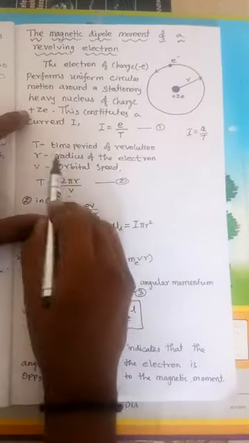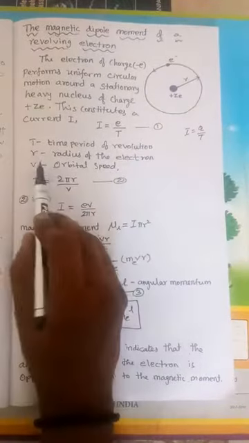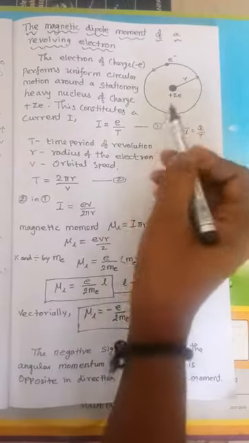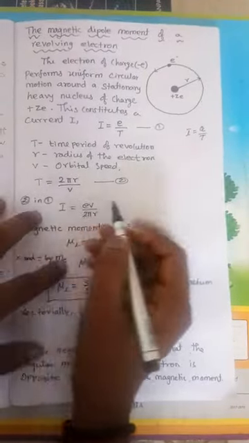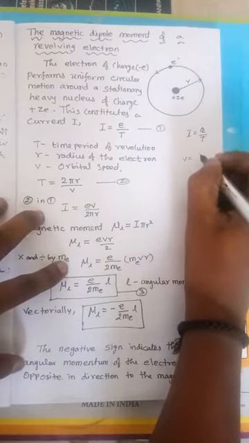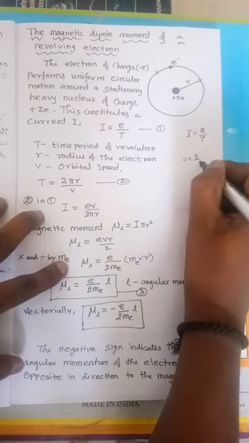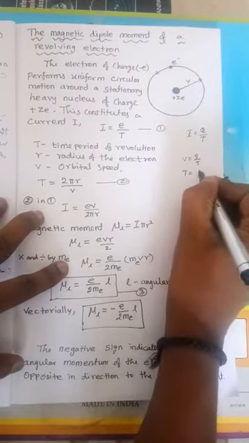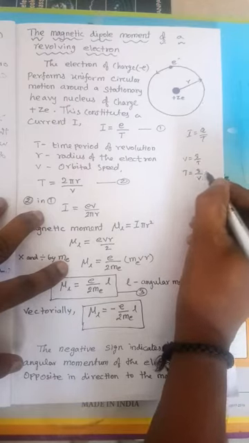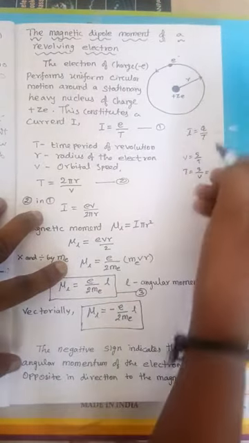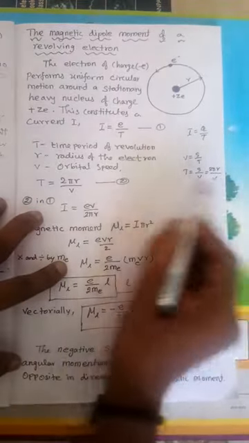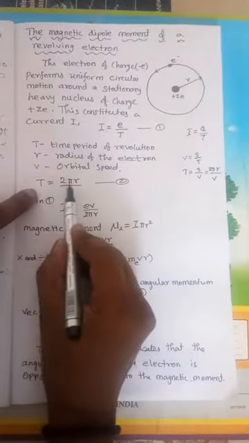T is the time period of revolution. R is the radius of the orbit, and V is the orbital speed, the electron speed. You know the formula for velocity: V is equal to displacement by time taken. To find the time taken, T is equal to displacement by velocity or speed, both are the same. One circular path has displacement 2 pi r, divided by speed v. So T is equal to 2 pi r by v.